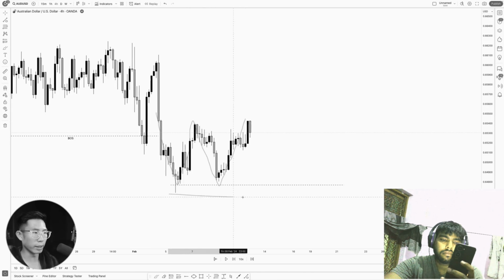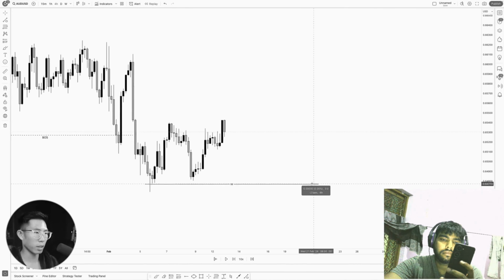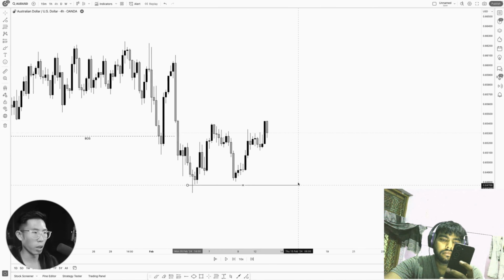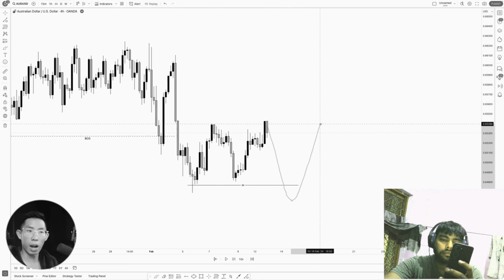So you can mark up a little liquidity zone right here. I just like to put a dollar sign because it shows me that smart money is going to enter the market soon. So we can expect price to go down here, sweep the liquidity below this low, before heading back up, right? That is what we could potentially expect.